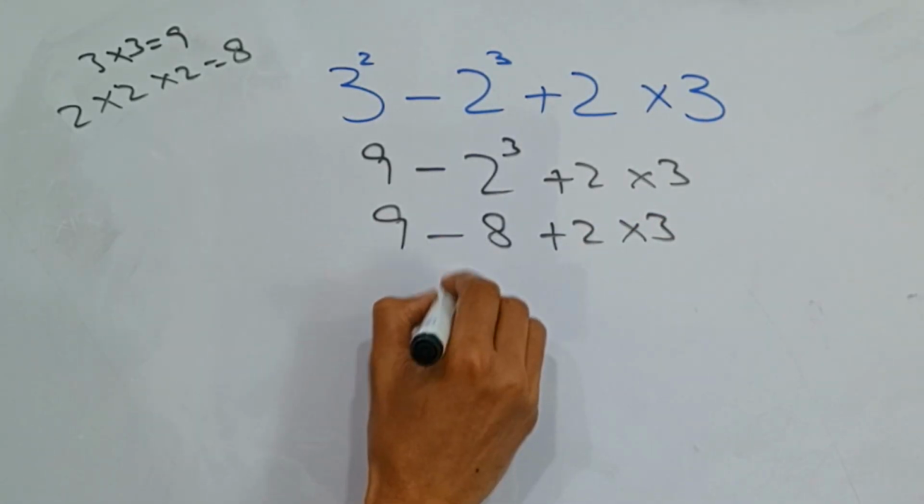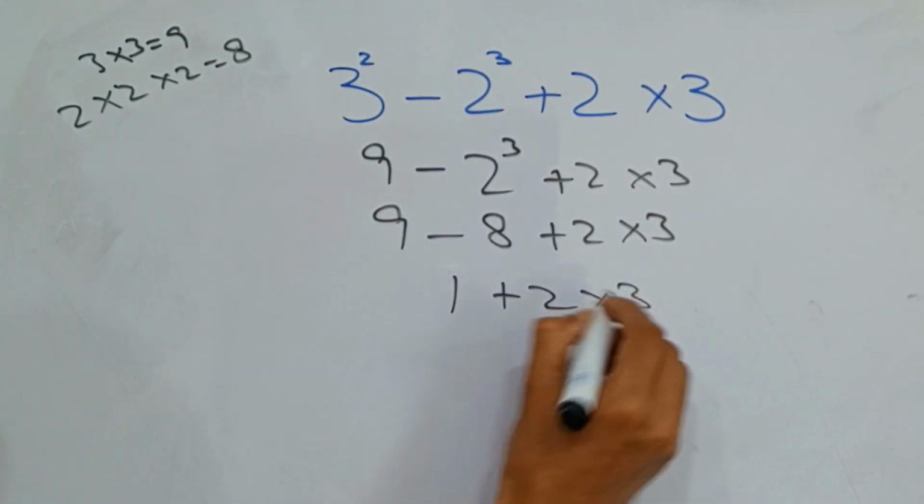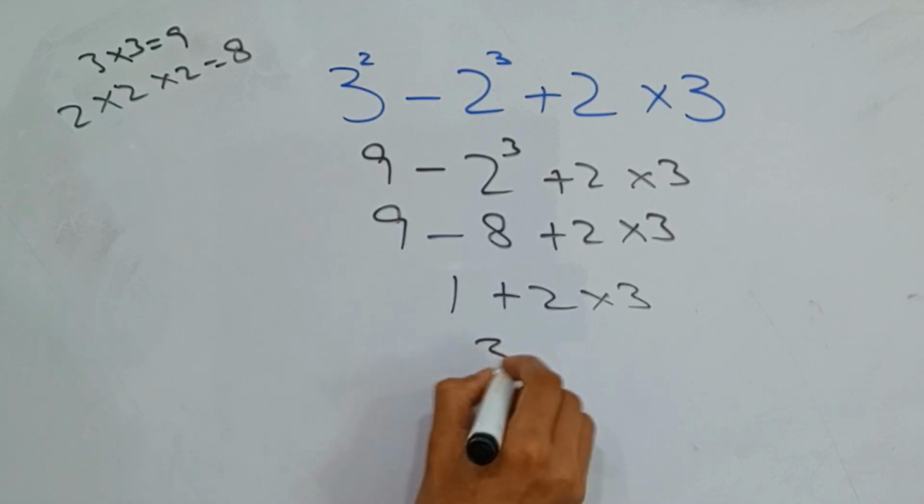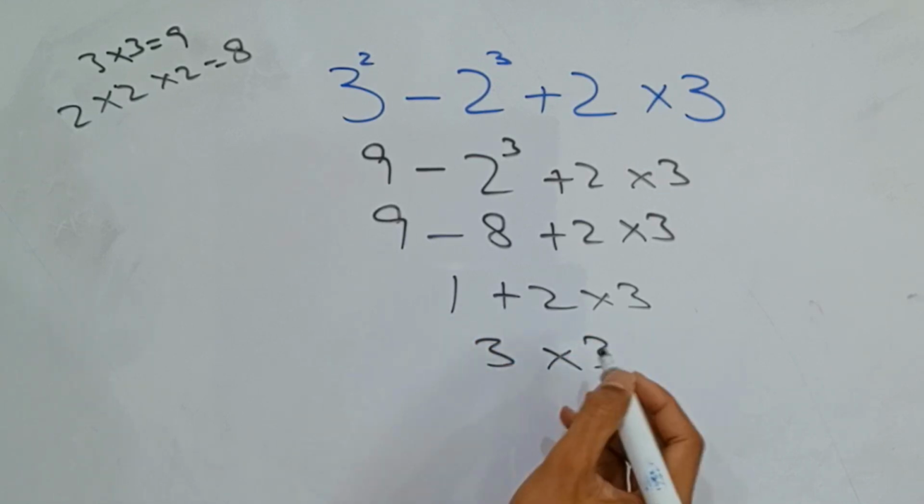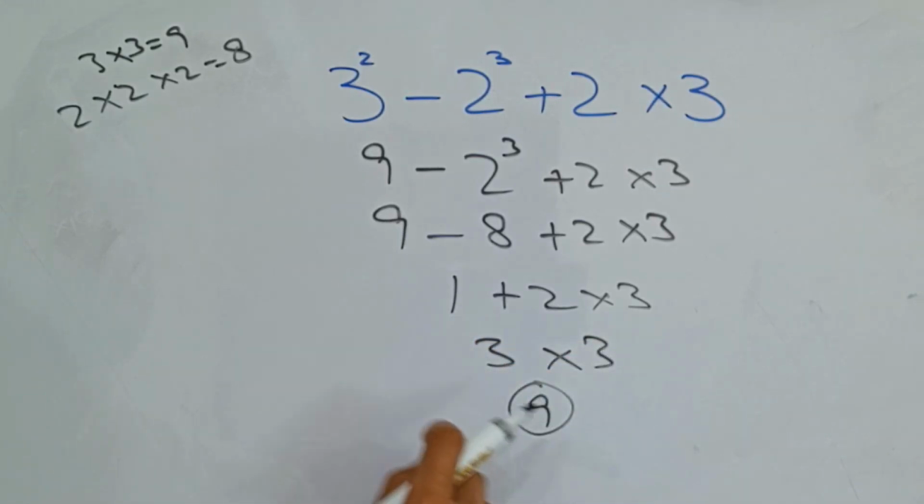Now 9 minus 8 equals 1 plus 2 times 3. Now 1 plus 2 equals 3 times 3. 3 times 3 equals 9. But this is wrong. Why?